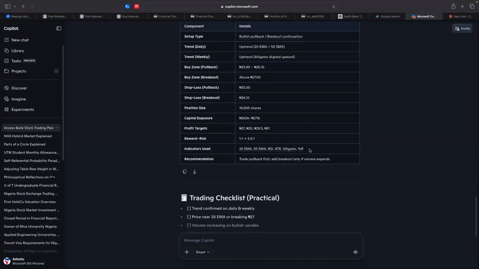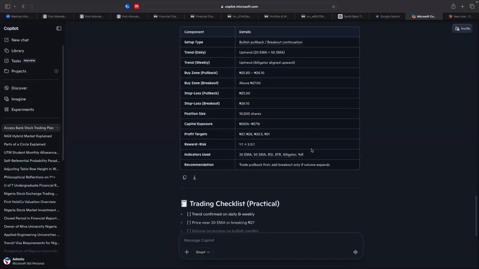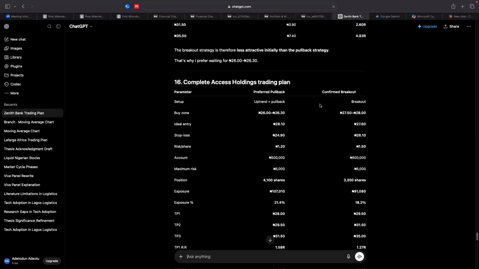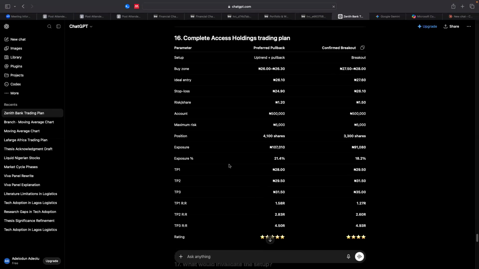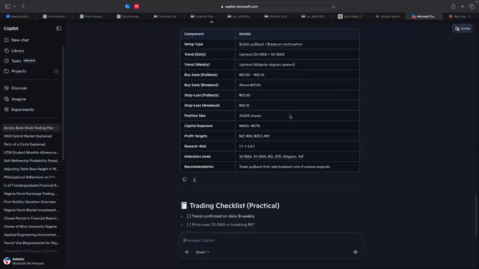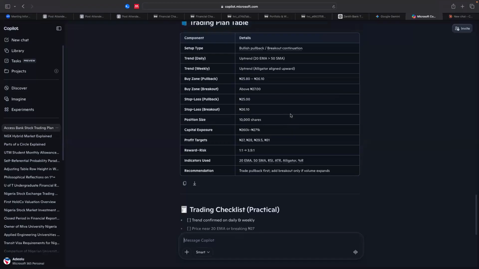So the total exposure cost here is telling me out of that 500 I can use 165,625. The total cost exposure is 107,000 on pullback, 91,080 on breakout. So Gemini is how much? 165,625 naira. So if I look at Copilot, it is a little more aggressive.